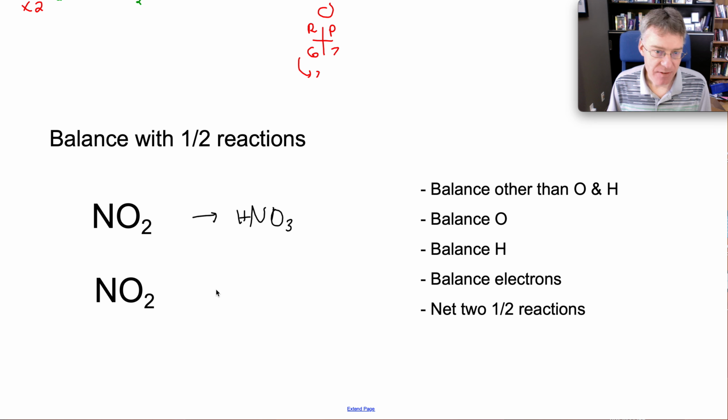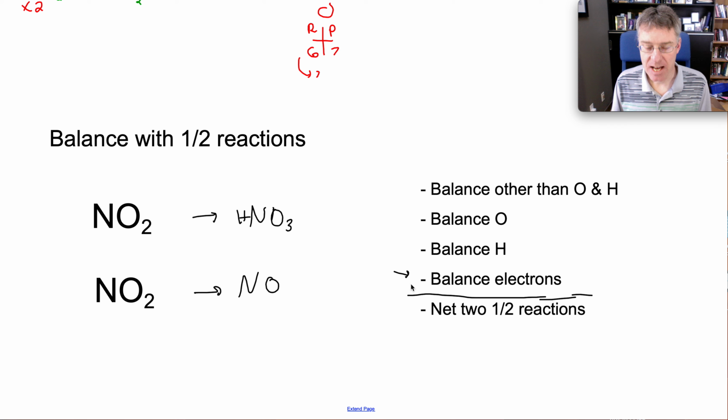The other half is going to become NO. Okay. And we're going to balance these 2. So the sequence for balancing half reactions, I've typed out to be all the steps above the black line. The bottom will be netting the two together. The big difference is you deal with electrons at the end of the step instead of the start when you're using oxidation states and doing fulls. So again, this is just the steps for half.